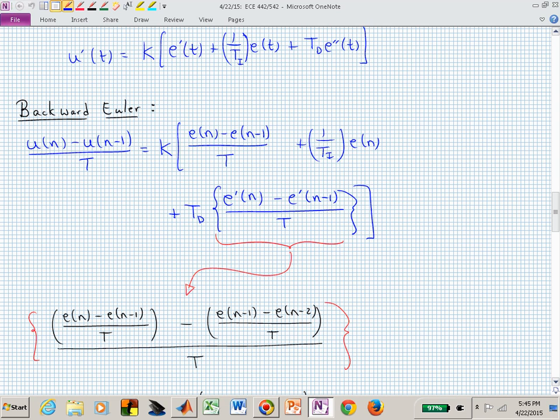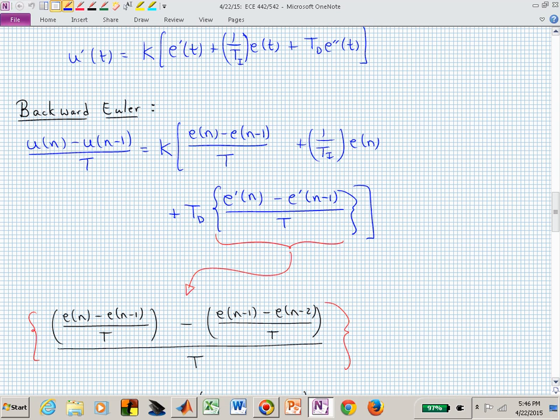Meaning now, when I have the e prime of n, I've already determined how I would do e prime at the current time, and that's e of n minus 1 over T. And likewise, if I needed to find the derivative at n minus 1, I would just take e at n minus 1 minus e at n minus 2, divide by the sample period. All of that gets divided by capital T. Now, if you replace the red bracket with what's in the blue bracket and put all of those pieces together, we actually have our difference equation for the PID controller.